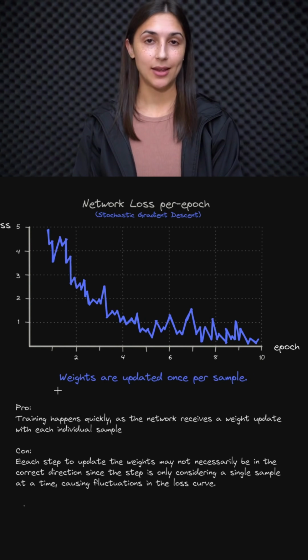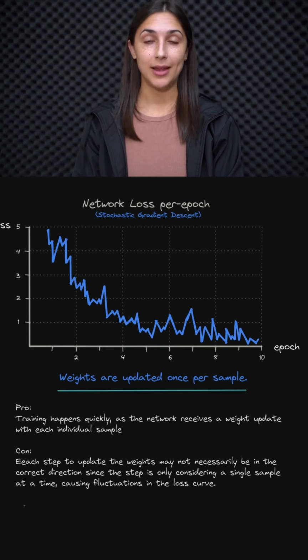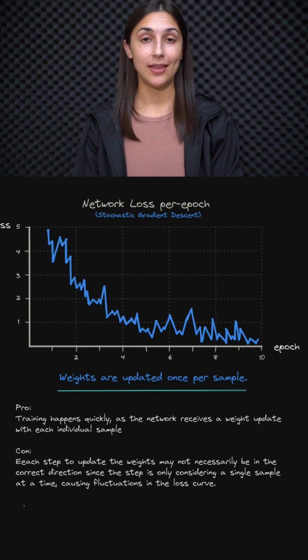With batch gradient descent, weight updates occurred once per epoch. With stochastic gradient descent, weights are updated once per sample. So in a single weight update for batch gradient descent, we were considering the entire dataset. However, now with stochastic gradient descent, when we do a weight update, we're only considering a single sample.